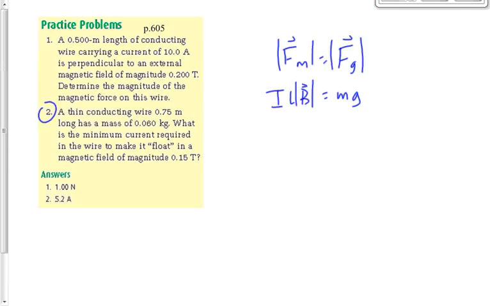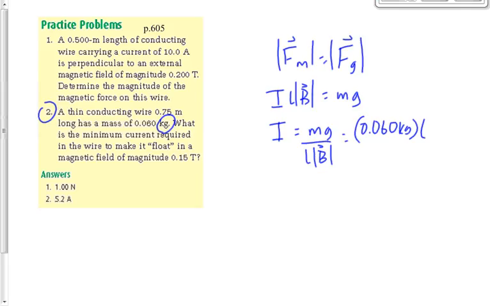All right, we're looking for the electric current here that's going to make it float. So we're going to say I is equal to mg over L times B. 0.060 kilograms. Careful on this. The units are kilograms. They're standard units, the units we always want to use. But a lot of times you get a question where it's going to be in grams. So just be aware of that and be ready to convert if you need to.